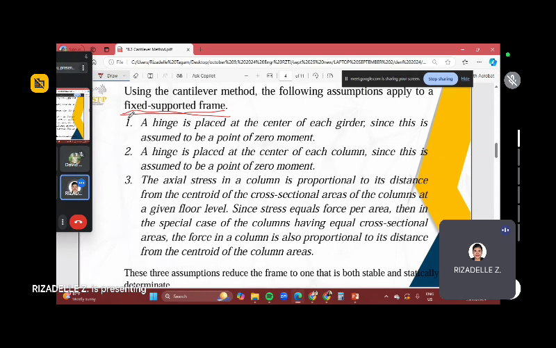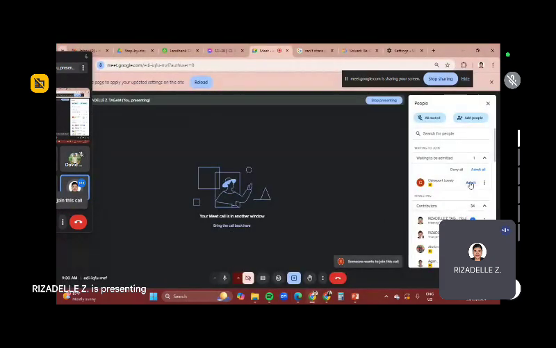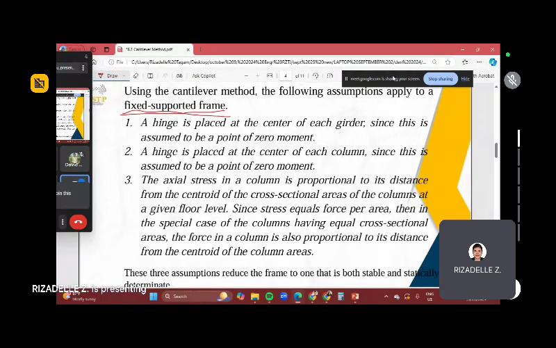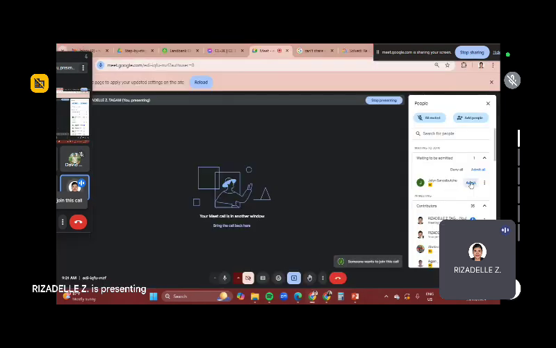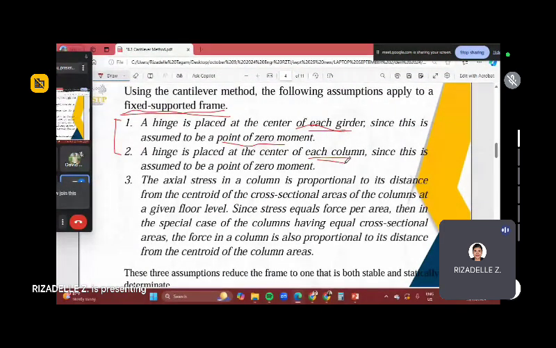So, if you remember, on the portal method na ay tulo ka assumption. Nagyapon tayo tulo ka assumption. So, the first, kaning number 1 and number 2 is the same for cantilever and portal. So, a hinge is placed at the center of the girder or beam. Since this is assumed to be a 0.0 moment, and the second assumption is that a hinge is placed at the center of the column. So, same sila ang first and second assumption. Ay kung portal, nagbutang man taog hinge sa beam and column. Same gyapon sa cantilever.